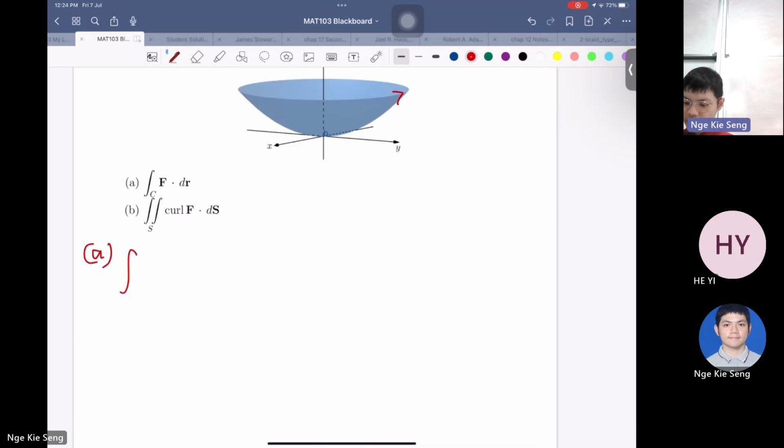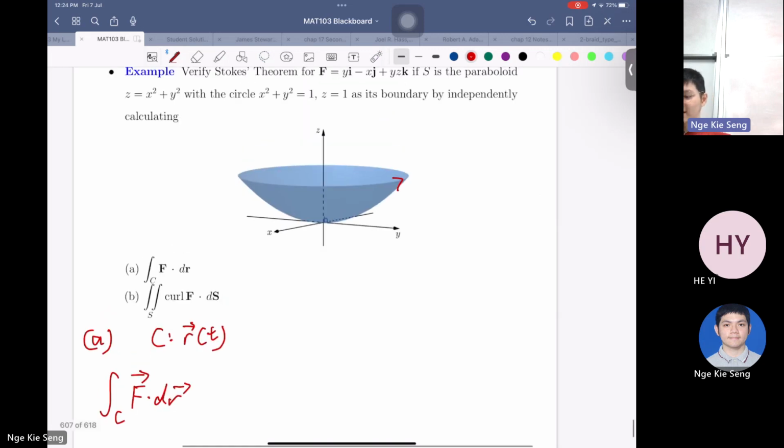So how do you compute a line integral for a vector field? What is this? This is just the work done around a closed loop. If you want to do a line integral, what's the first thing you do? Parameterize the curve. So how do we parameterize this curve?